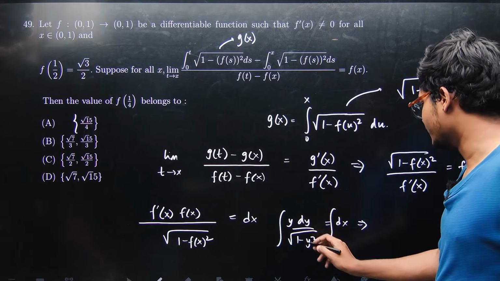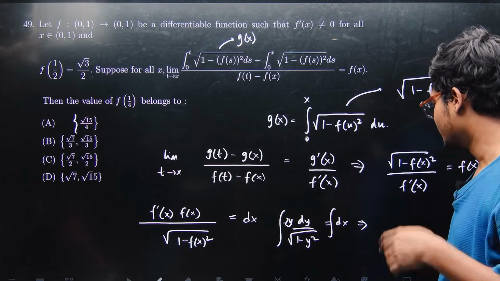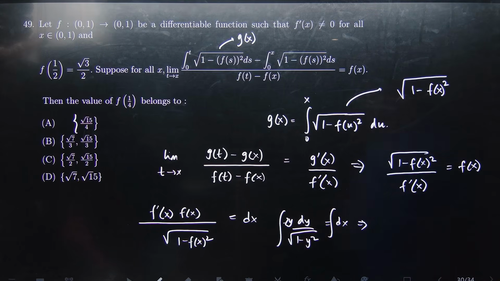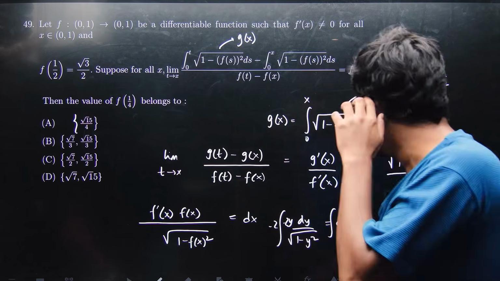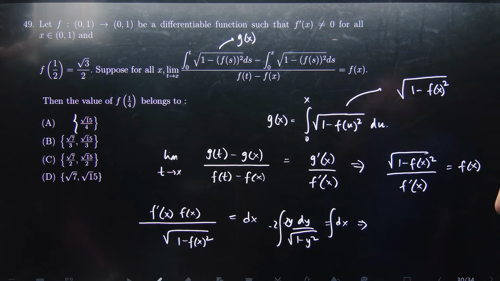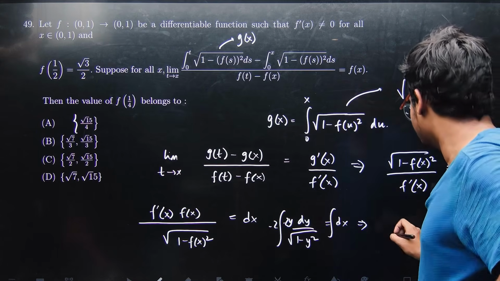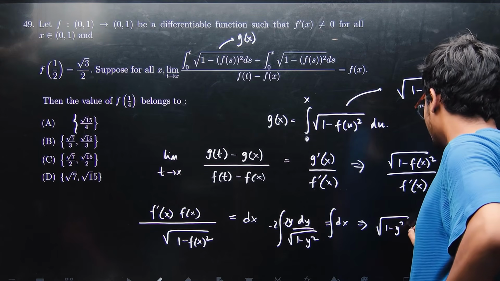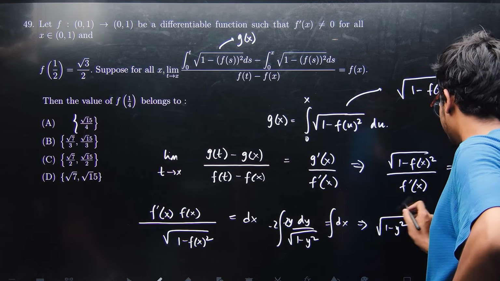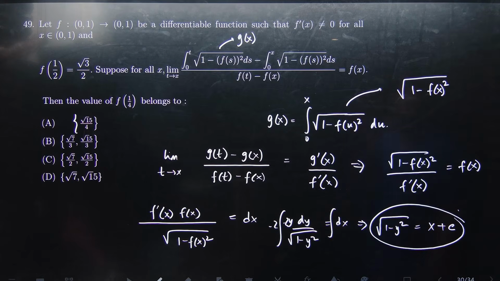This integral should turn out to be minus 2 root over 1 minus y square, right? You put 1 minus y square equal to t, so this is going to be root t, right? So root over 1 minus y square is equal to some x plus some constant, right? Okay, so x plus some constant.